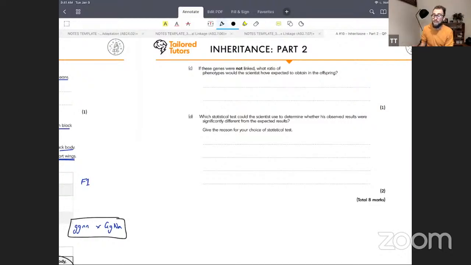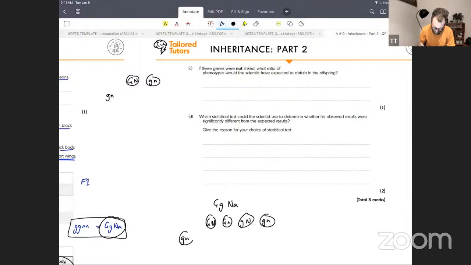Now, a lot of you are jumping in with 9 to 3 to 3 to 1, and I try not to predict these too much. Okay, so let's just do the very simple cross. You have big G, big N, little g, little n. If they're not linked, then all combinations are possible and equally possible. And then we're going to cross that with little g, little n. That's the only gamete that the homozygous recessive can make.